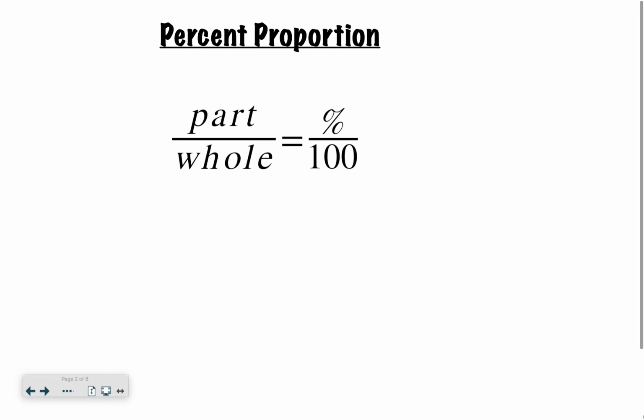So let's jump into what is the percent proportion. You're going to want to write this down. You're going to want to make sure that you have this written somewhere. The percent proportion is when you have the part of something over the whole equals the percent over 100. And if that doesn't make sense yet, totally fine. That's what I'm going to explain. That's what we're going to practice in this entire video.